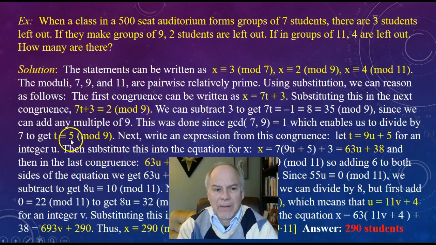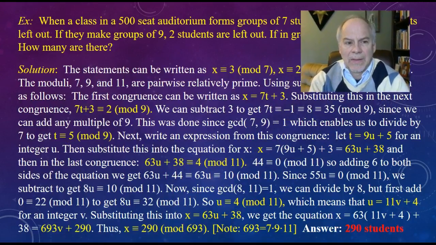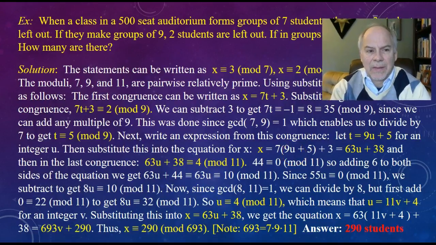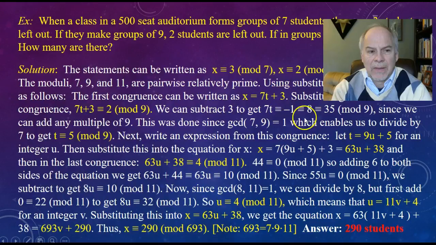Okay? All right, now we use this to make another equation. t is our number on the left side, and 5 is the remainder when we divide by 9. So I can say t equals 9 times some number we don't know, so we'll call it u, plus the remainder of 5. t equals 9u plus 5 for an integer u. Okay, so we just don't know what that integer is. All right, then we're going to substitute that, the 9u plus 5, into the equation we had up here, x equals 7t plus 3.